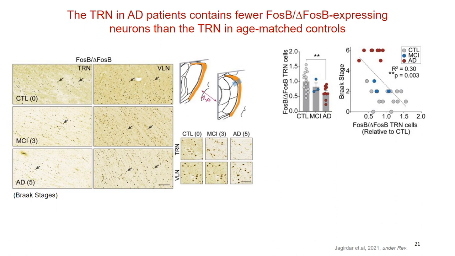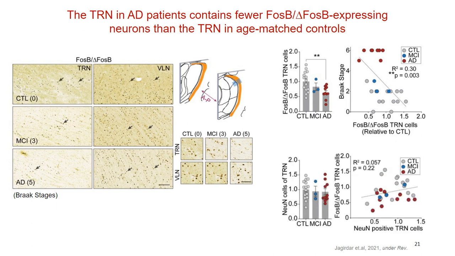However, we were not sure whether that just stains neurons. It could also stain microglia and astrocytes. So we further went on with the neuron staining, and what we found here is that there is no neuronal loss in TRN of AD patients. And if we compare the correlation analysis between phospho and delta phospho with the neuron positive TRN cells, they are not correlated. So it simply says that, like we have seen in our APP mice, the TRN cells are there, but they are just not as active as in control.